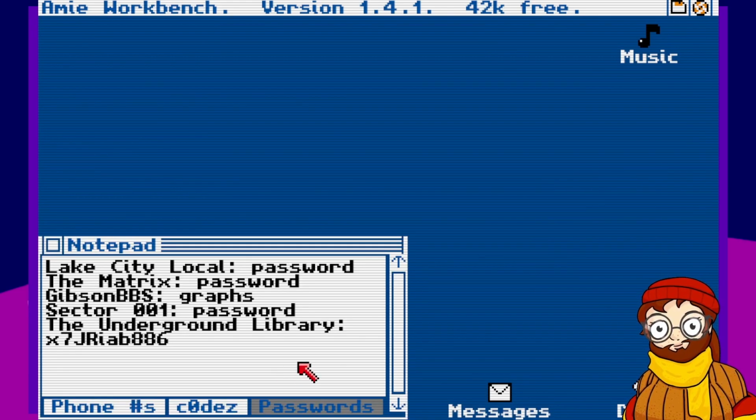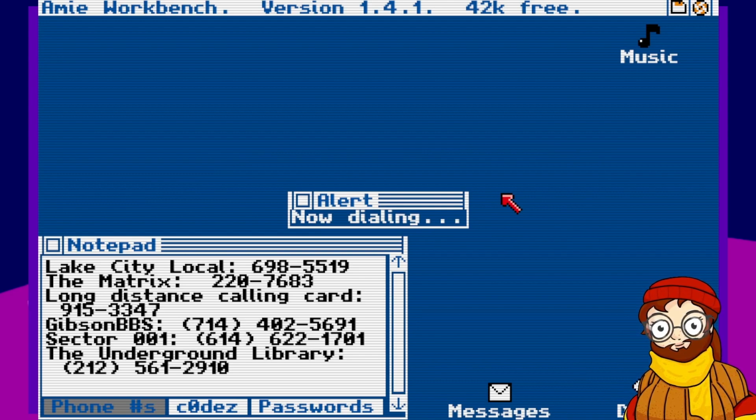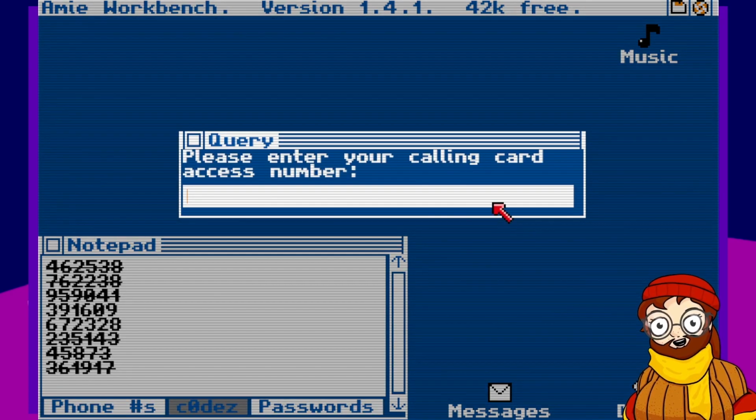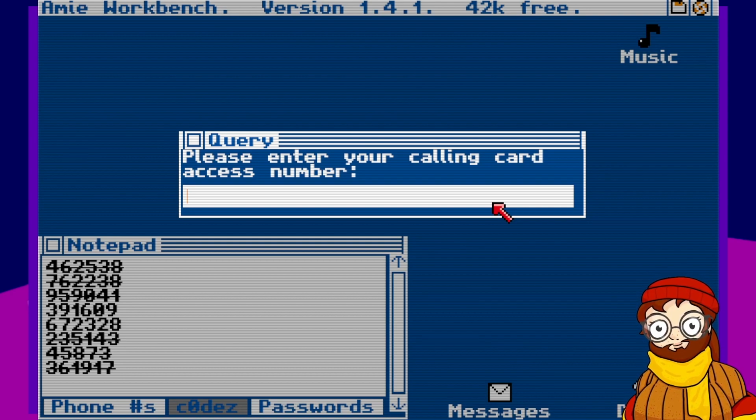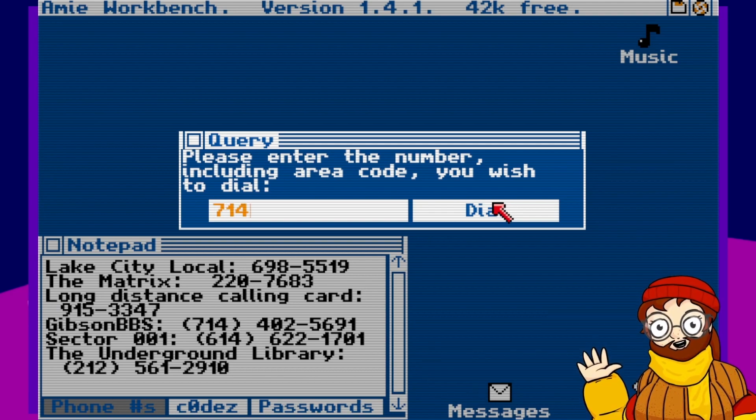Okay. So we could go back to Gibson or back to the sector. Either way is kind of the same. I guess we'll just go to Gibson for now. 915-3347. And calling card. If these are rescinded and I have to go directly back to the Matrix. 391609. Okay, great. Gibson. 714-402-5691.